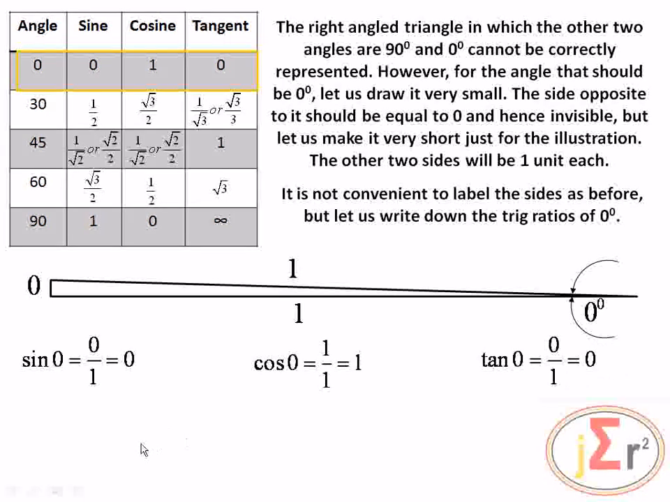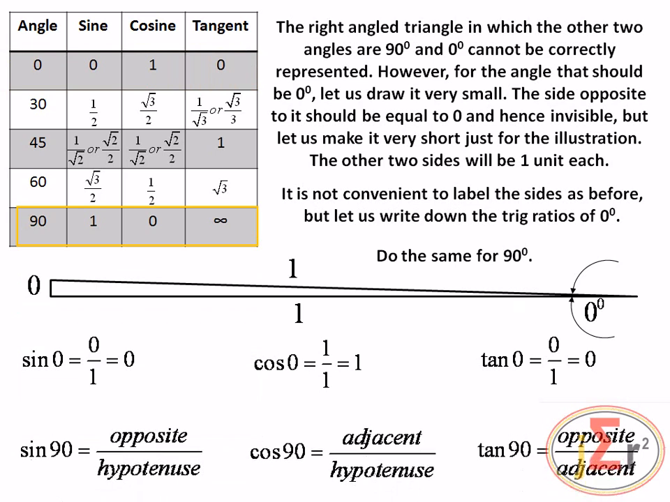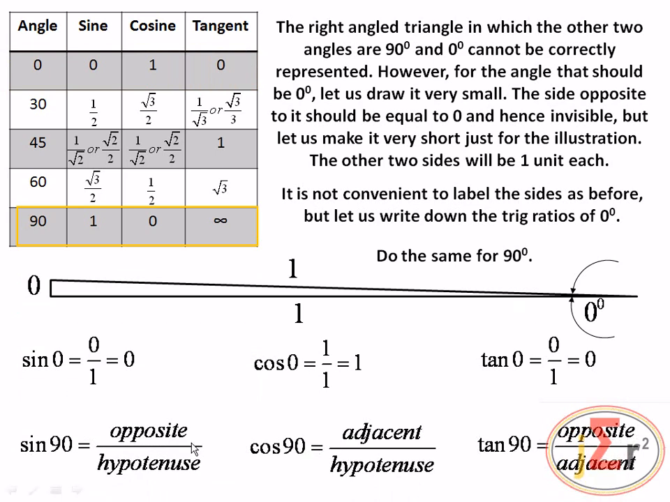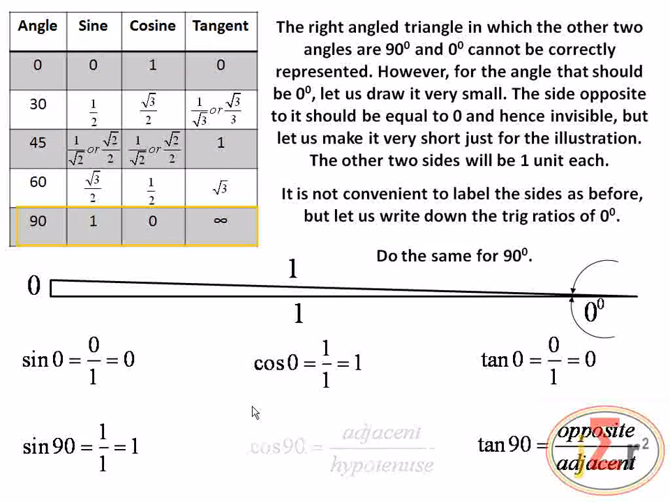We will then move merrily along and find the trig ratios of 90 degrees. Opposite over hypotenuse. This is the angle that we are talking about. Opposite 1 over hypotenuse is 1. So sine of 90 is equal to 1. What about cos of 90? This is the angle. Adjacent is 0. Hypotenuse is 1. 0 over 1 is equal to 0.